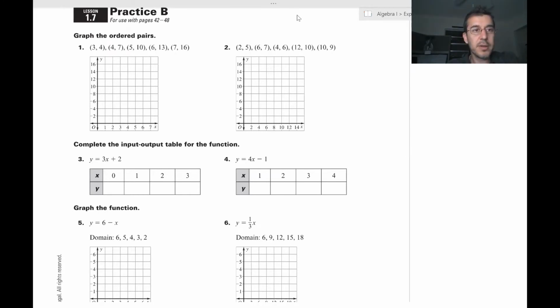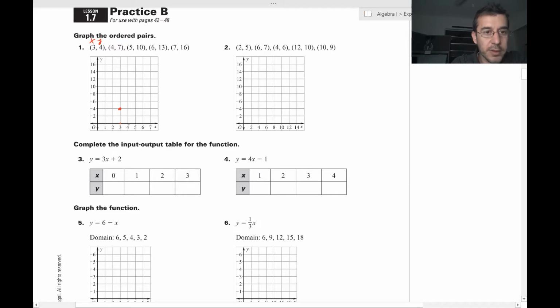So let's start. Number one, graph the ordered pairs. So 1, 2, 3, 4, 5. We have 5 ordered pairs, 3 and 4. So we know that this is x, y. So x is 3. X is the horizontal axis. So 3 for x and then 4 for y. So wherever they intersect, that's where we draw the point. So 3 and 4 is right there.